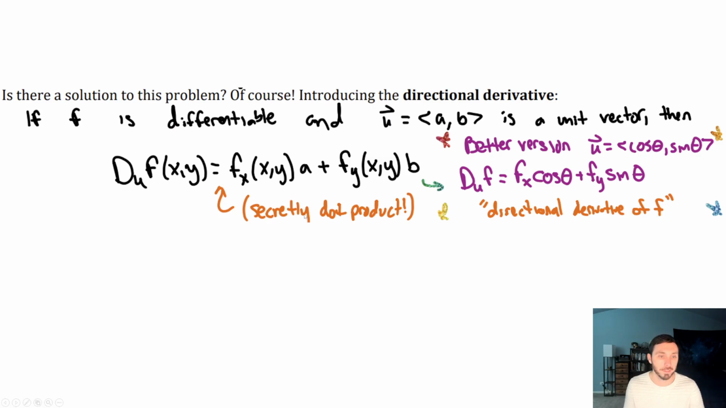We're going to look at this idea later. Well, then at the end of the day, through this computation, you'll get a slope in that direction, the direction that u is pointing in.